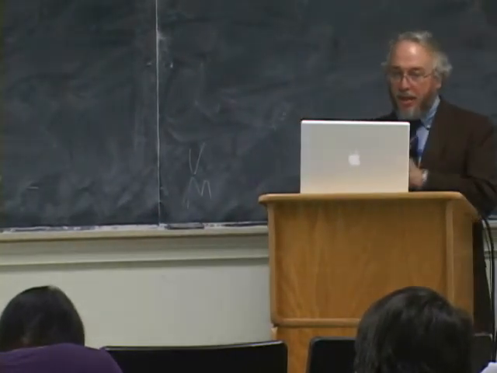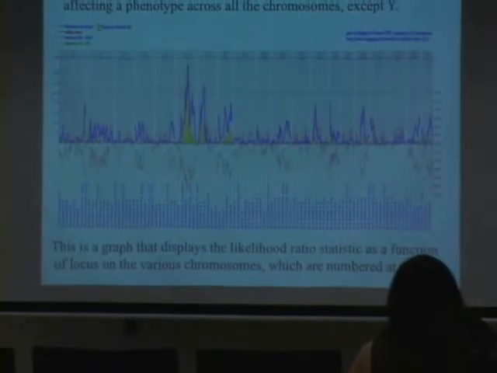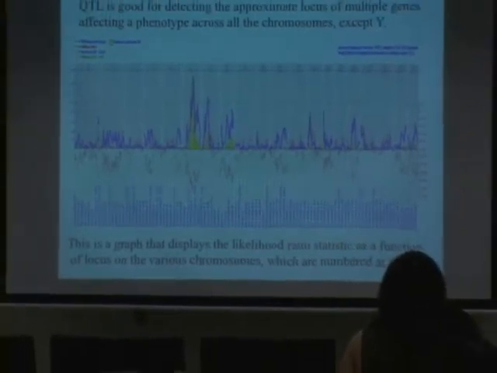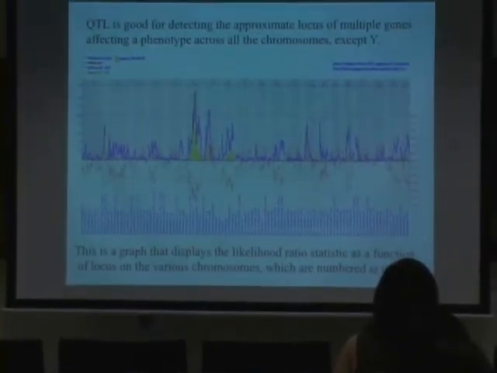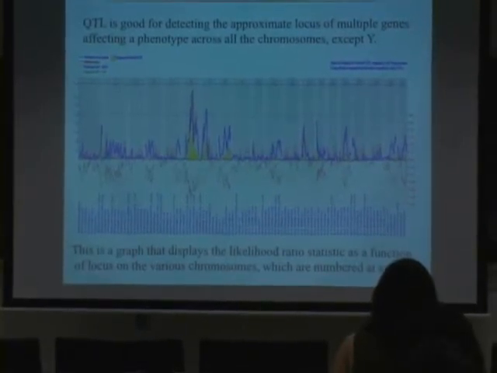QTL analysis, as I said, is good for detecting the approximate locus of multiple genes affecting the phenotype. We got, I think, 3 peaks in our data, 2 on 6 and 1 on 2. And that's across the whole genome, except not Y. And I have asked you before, and I ask you now again, why not? Y doesn't recombine, so you can't really use this analysis to look at the Y chromosome.